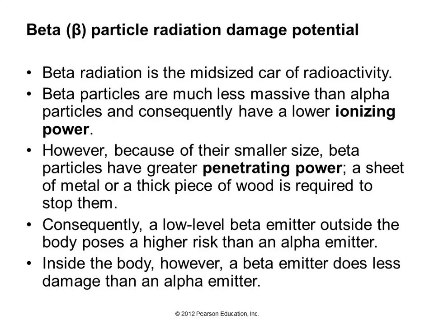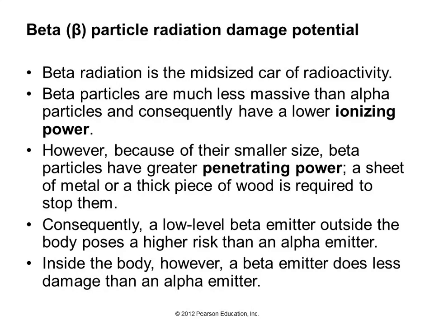So what about beta radiation and its ionizing and penetrating power? Beta radiation is like the mid-sized car of radioactivity. So a lot less massive than the helium nucleus, 2 neutrons, 2 protons, atomic mass of 4. Okay? Electron, so small that it doesn't really matter in terms of mass because it's like 1/2,000th the size of a proton. So it's much smaller. And because it's less massive, it has less ionizing power. But because it's smaller, it has greater penetrating power. So penetrating power and ionizing power are inversely related. If you have high ionizing power, then you have low penetrating power.